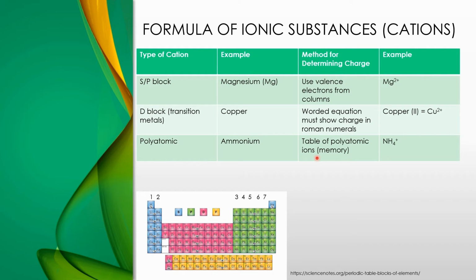So we have a table as a reference when we're working on problems in class, but it is something that you are going to have to start memorizing in some way, shape, or form. But if we look at the table of polyatomic ions, we'll find that the formula for ammonium is NH4 and its charge is +1.